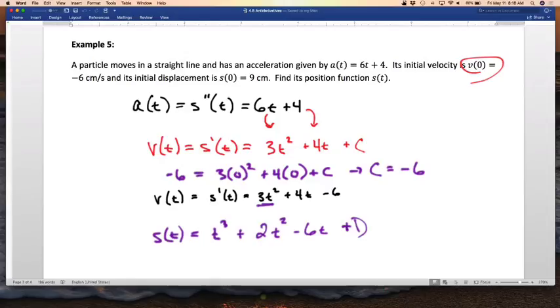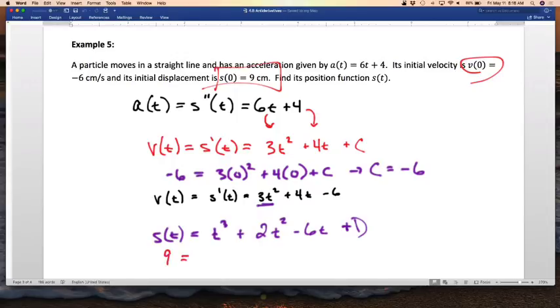Okay? You could throw d, c, b, whatever you want. We don't want to use c because that's already taken care of, but in general, it doesn't matter which letter you use. Don't use a variable you've already got. Don't use another constant you've already got. So last step is to take our last piece of information there. It's initial displacement. S of 0 equals 9.